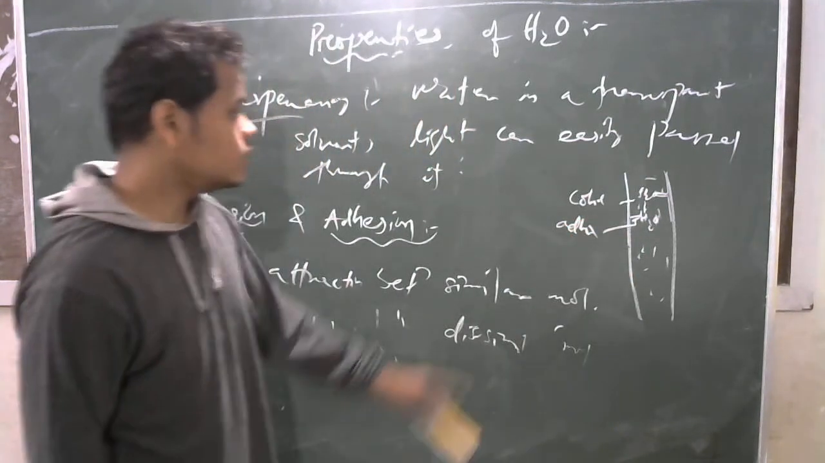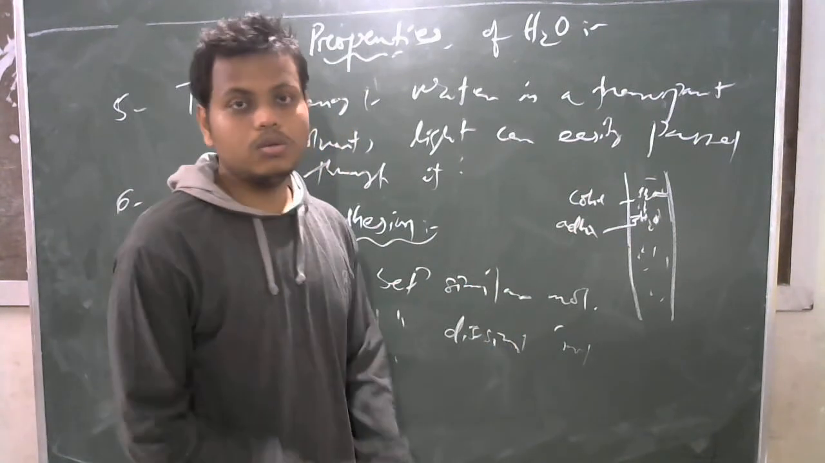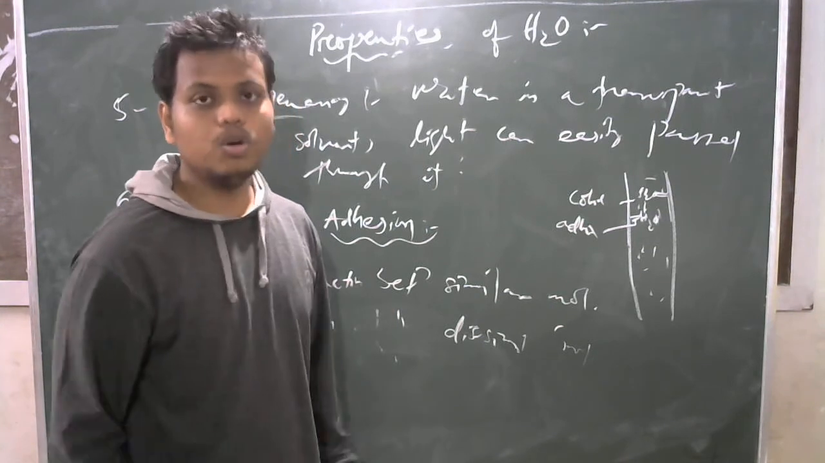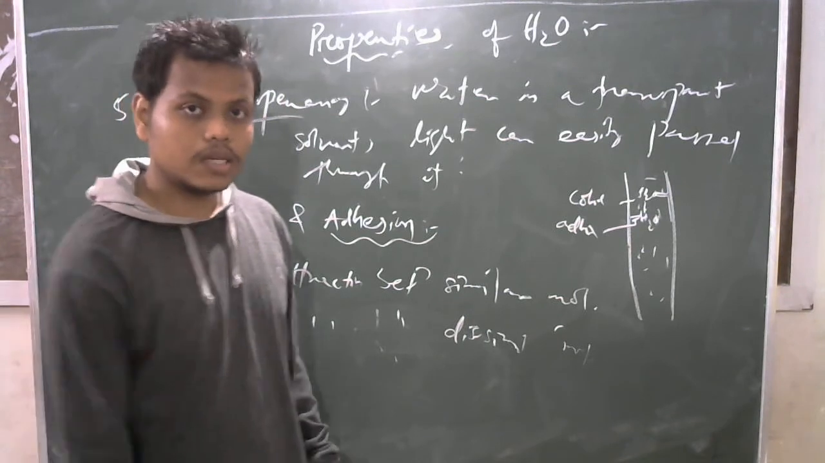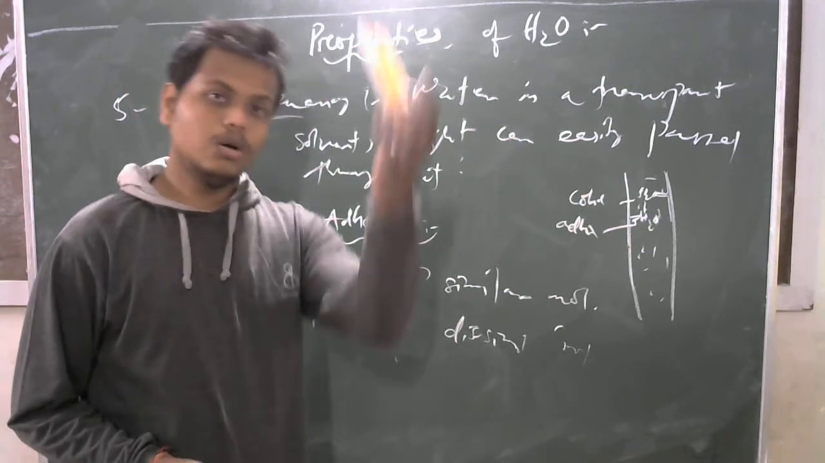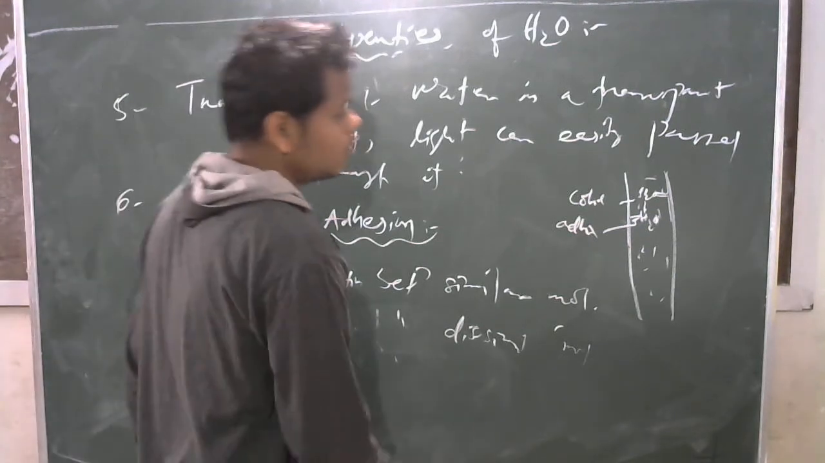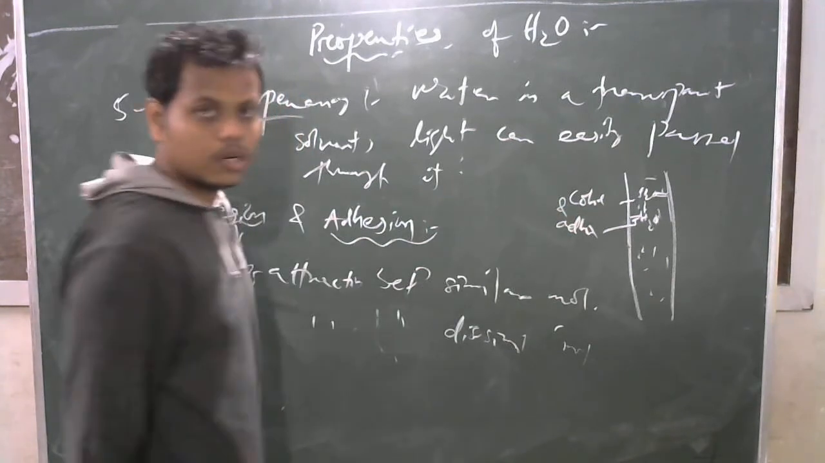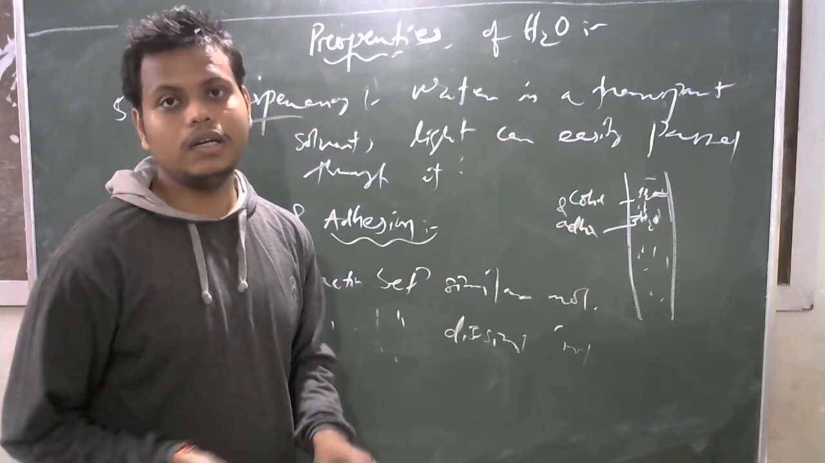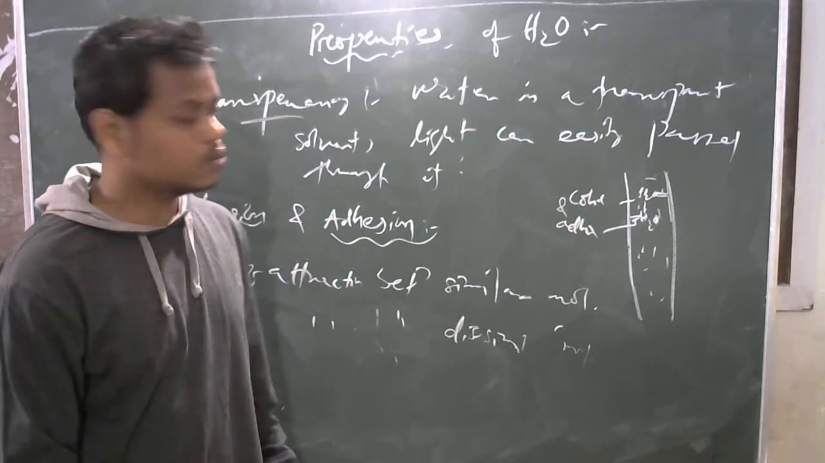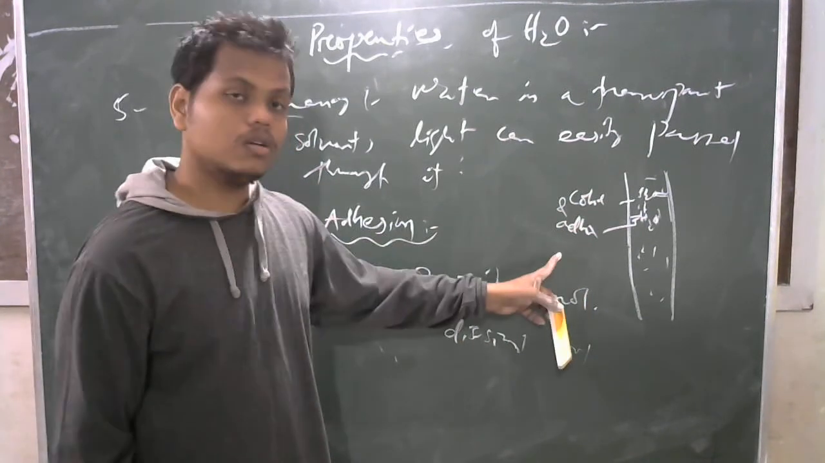Due to this cohesion and adhesion, water easily passes through any hollow substance, or in plants, water passes through tracheary elements, tracheids and vessels. Water moves from the root to the stem or any leaf part, any aerial part. How is this possible? Due to the cohesion and adhesion force of water: cohesion between water molecules, adhesion between water and tracheary molecules.